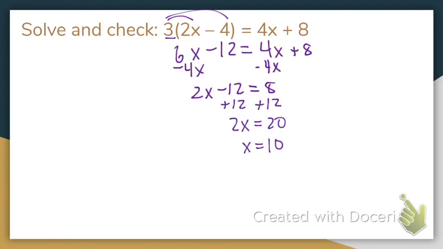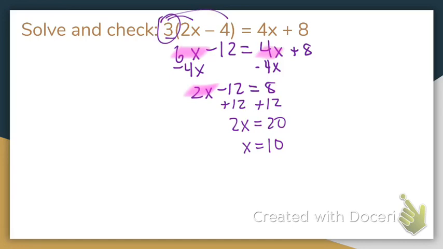Okay, so once we distribute that 3, I'm going to get 6x, 3 times 2x is 6x, and then 3 times 4 is a negative 12, right? So now we're at this stage here where I have variables on both sides, and I want to get rid of the smaller one. The smaller one is that positive 4x. To get rid of that positive 4x, I just have to subtract 4x on both sides. And then there, I get 2x minus 12 equals 8.